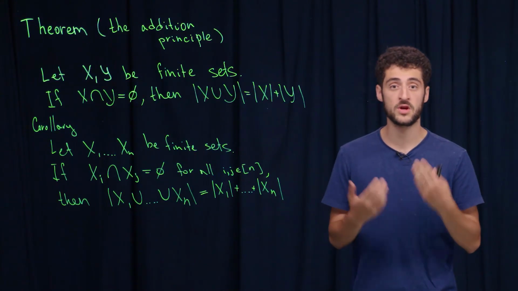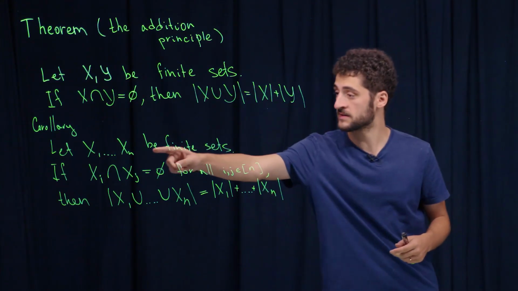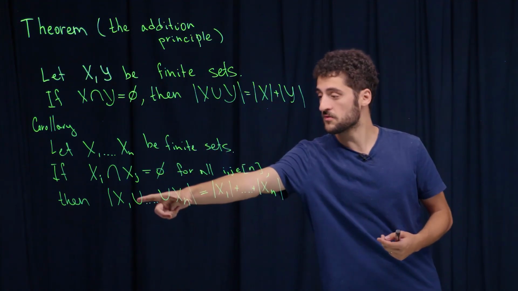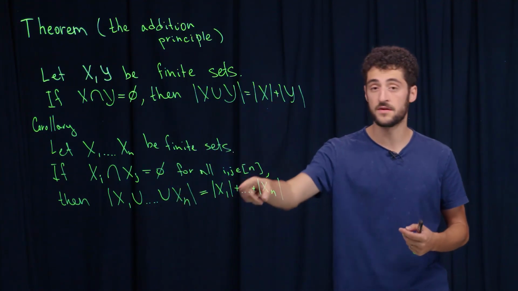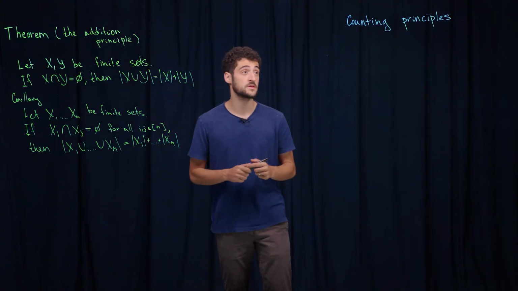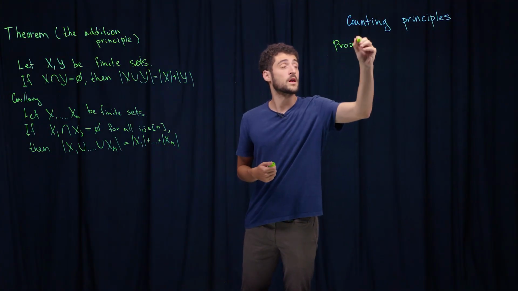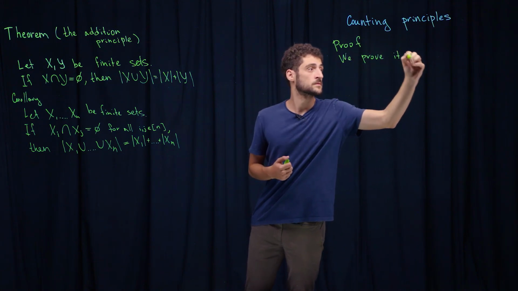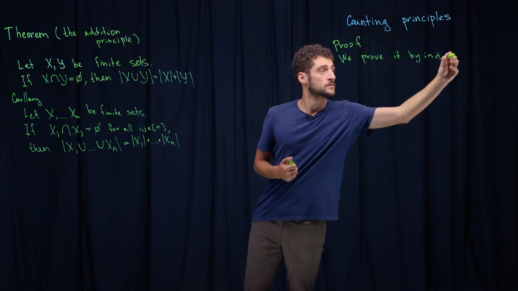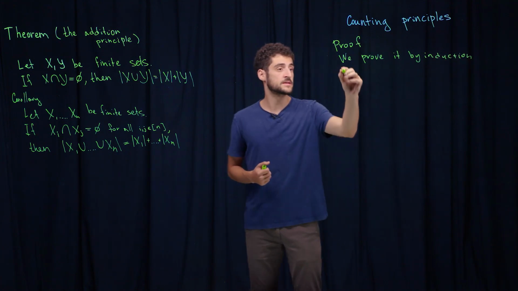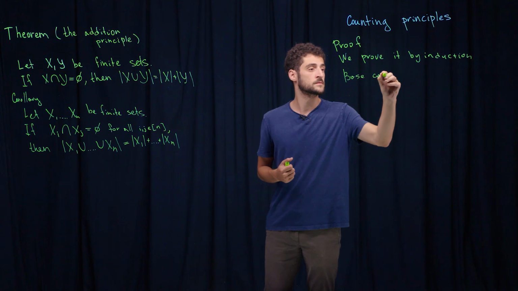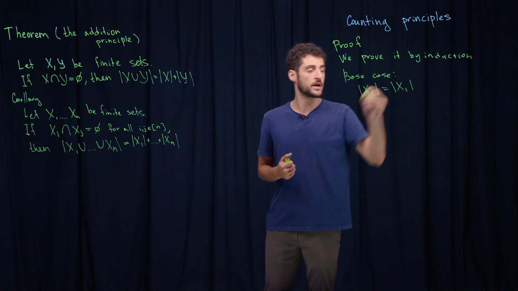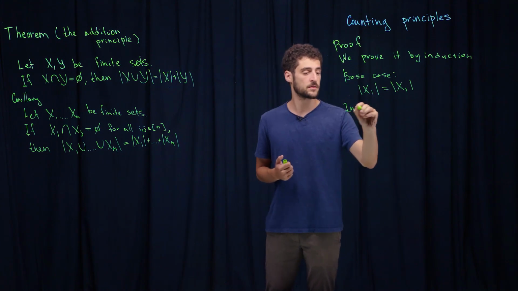Like in the previous case, we may generalize this theorem and prove that if you have n sets and none of them are intersecting, then the size of their union is equal to the sum of their sizes. The proof of this theorem is the following. Like in the previous case, we prove it by induction. The base case is simple. X1 is equal to X1, so their sizes are equal as well.